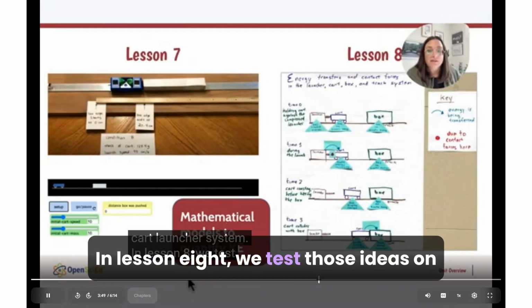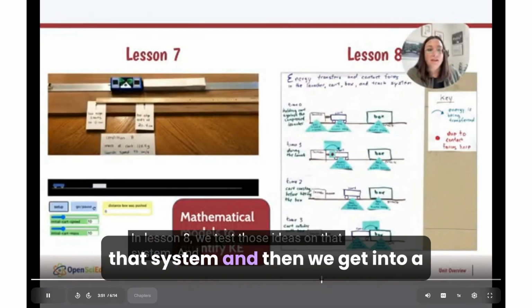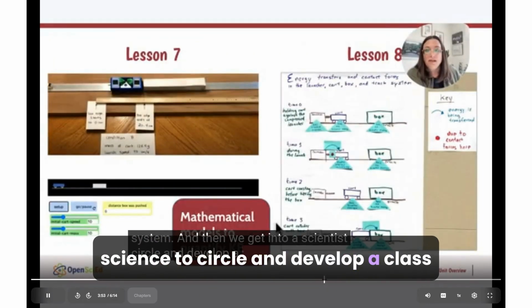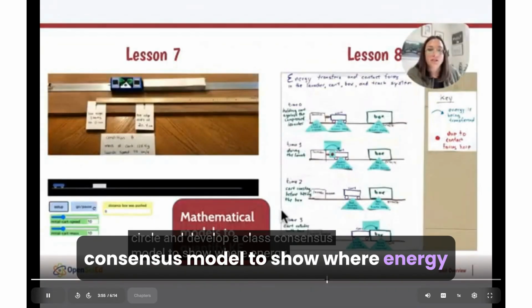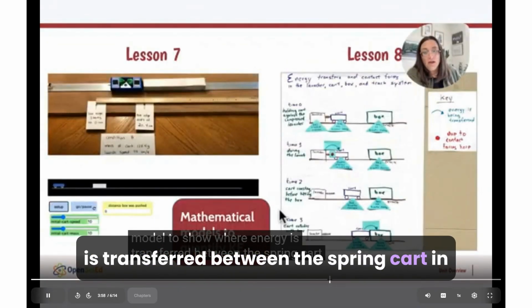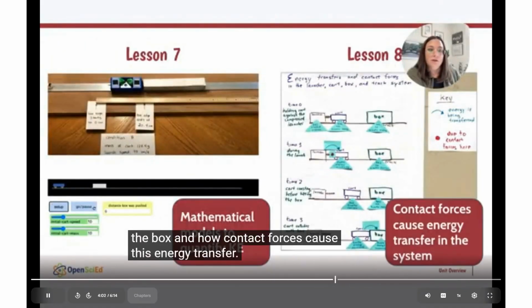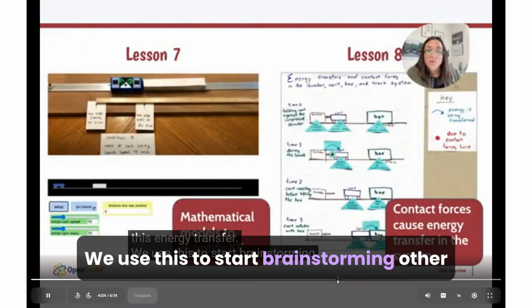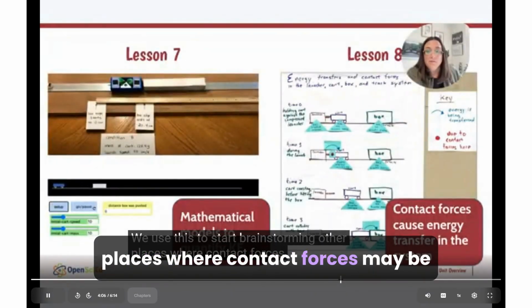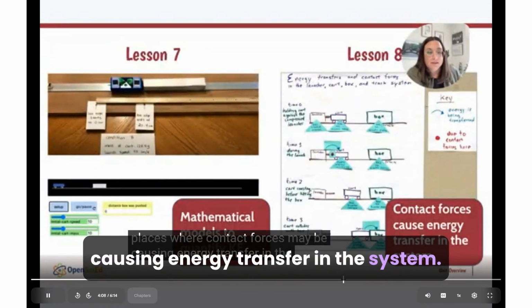In lesson 8, we test those ideas on that system, and then we get into a scientist circle and develop a class consensus model to show where energy is transferred between the spring cart and the box and how contact forces cause this energy transfer. We use this to start brainstorming other places where contact forces may be causing energy transfer in the system.